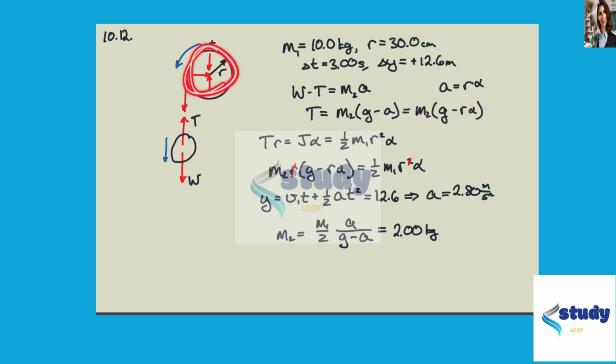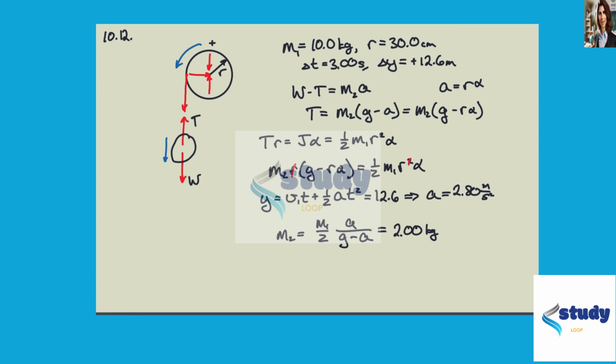Now doing a moment balance on the pulley about the center, so that the reaction forces and the weight all drop out, we get T times r, the torque, equals J alpha. J is 1/2 m1 r squared, where m1 is the mass of the disk and m2 is the mass of the rock. Plugging this expression into the previous one, an r cancels out, so we get m2 g minus r alpha equals 1/2 m1 r alpha.